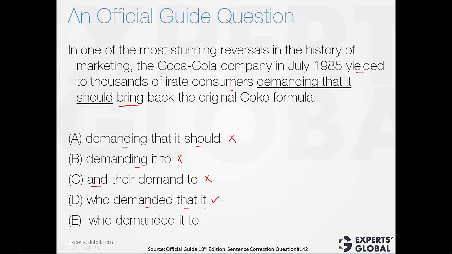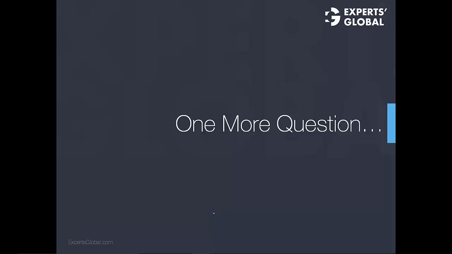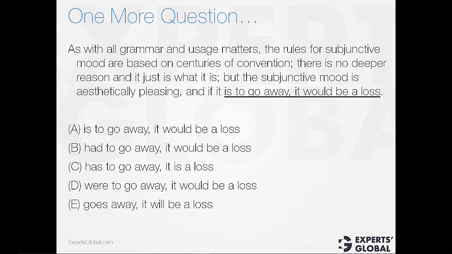Let's take one more example. Please pause the video and attempt it yourself. The sentence quite conveys the sentiments of English lovers about subjunctive mood. As with all grammar and usage matters, the rules for subjunctive mood are based on centuries of convention. There is no deeper reason and it is just what it is. And you see the semicolons here, so practically from the GMAT perspective, you can start very much reading the sentence from here. This much has to be sufficient.